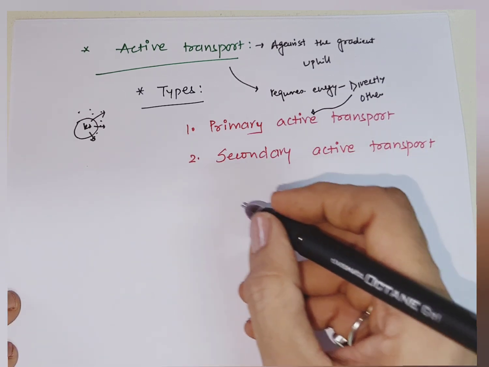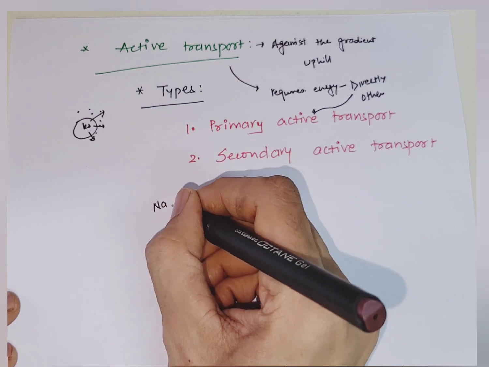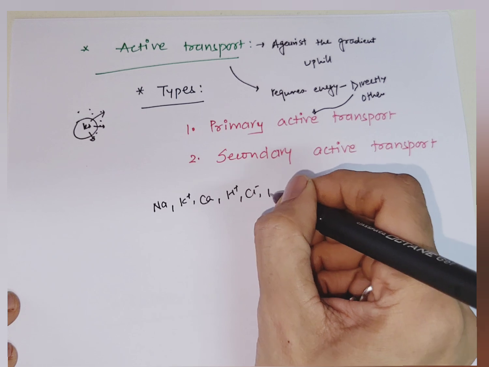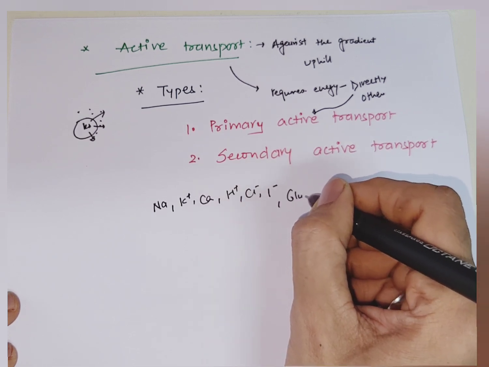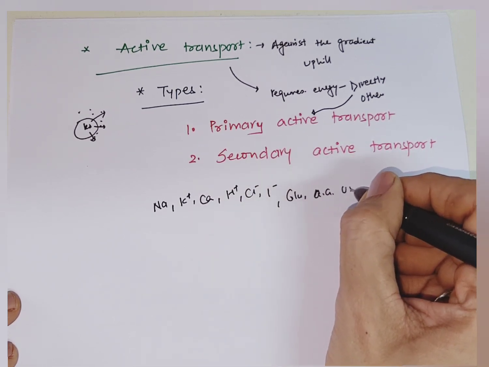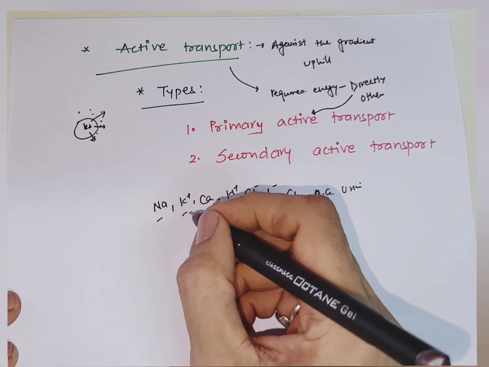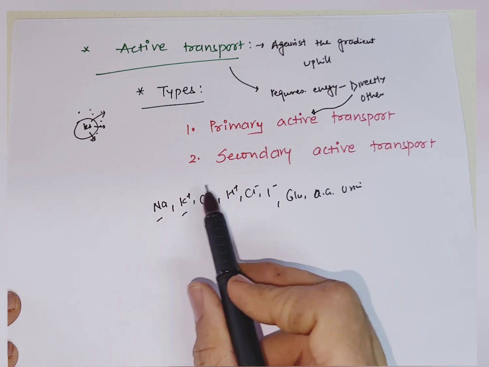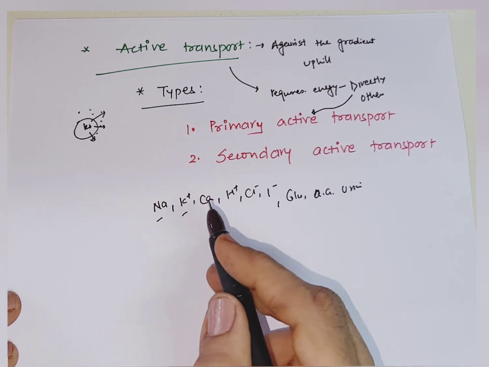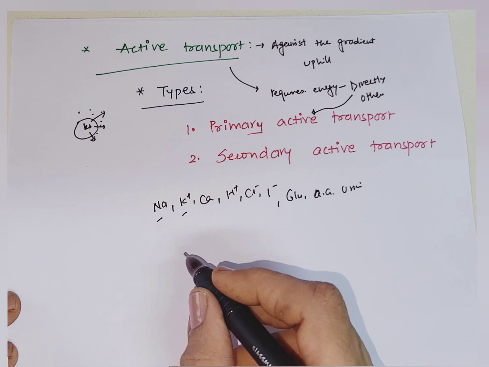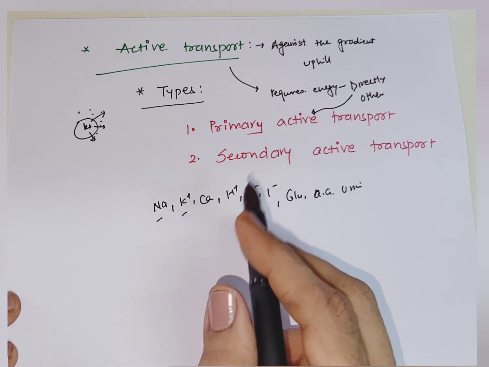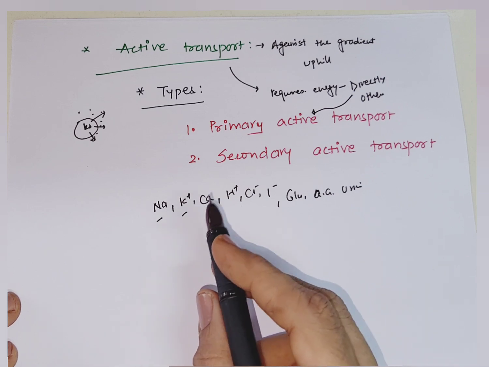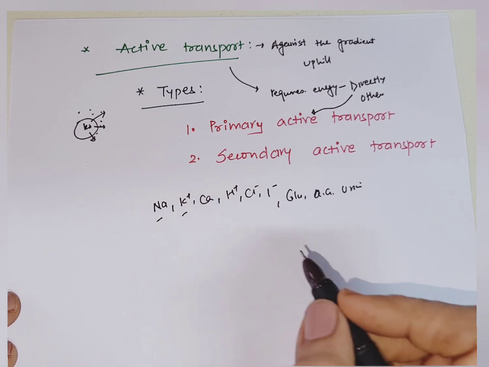Various substances can be transported by active transport. They are sodium, potassium, calcium, H+, chloride, iodide, glucose, amino acids, urea. You might have questioned, madam, that sodium and potassium were transported through passive transport also. So both types of transport are possible for these substances, active as well as passive. If there is a gradient, then there is passive transport. If it is against the gradient, then there is active transport. So both varieties of transport are present for different substances.